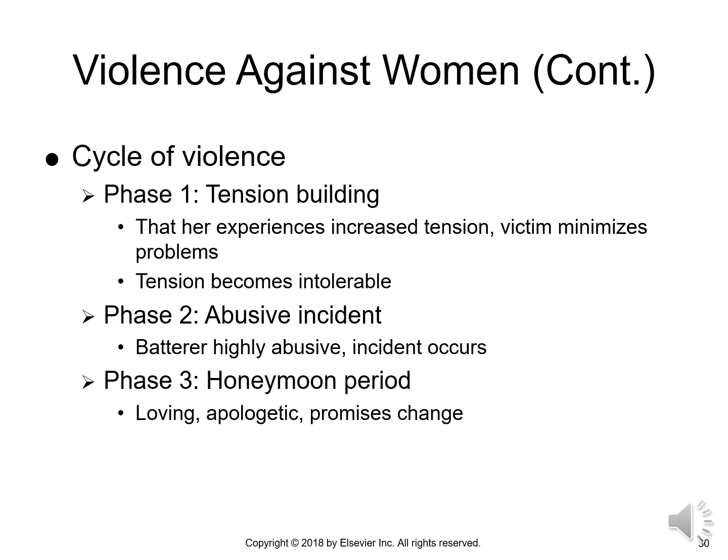The cycle of violence has 3 phases. Phase 1 is the tension building phase. Phase 2, the abusive incident. And phase 3, the honeymoon period, where he lovingly apologizes, brings her roses and candy, and swears it'll never happen again.